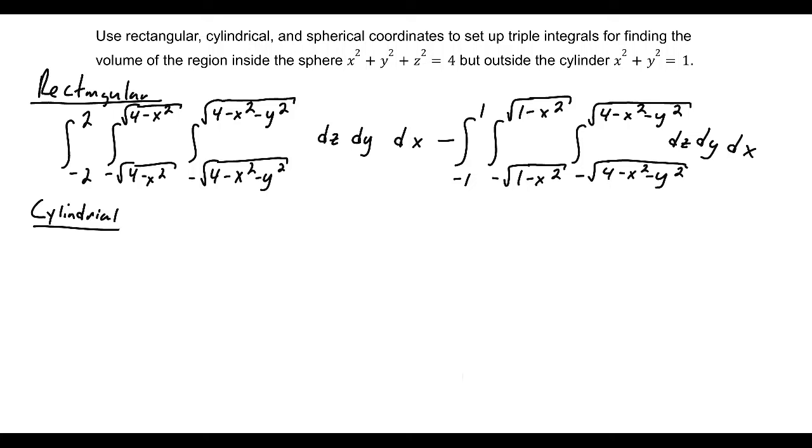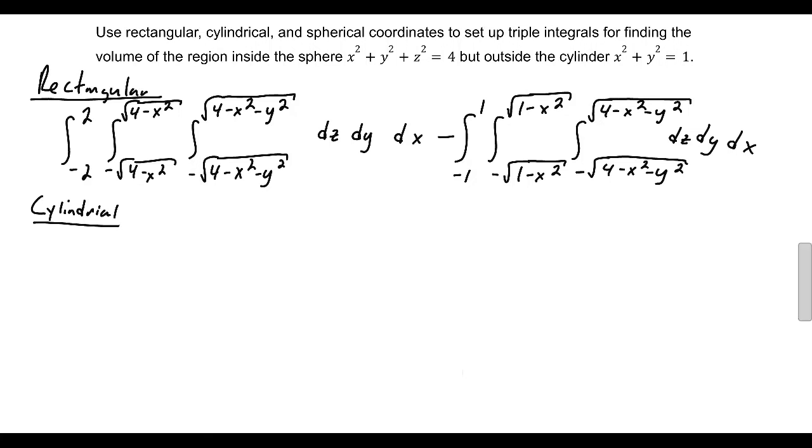And then the boundaries on z, because of a relationship between z and r, we can go back and look at some of those relationships. Specifically, I can tell you that r squared equals x squared plus y squared. So replacing that into the boundaries from the rectangular coordinates that we just wrote, we see that z is going to go from negative square root of 4 minus r squared to square root of 4 minus r squared.